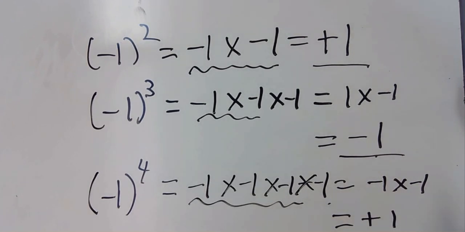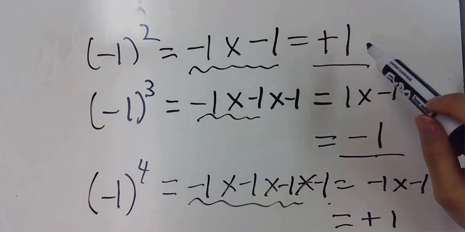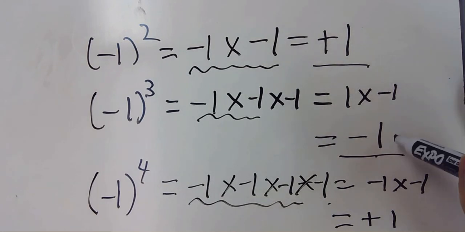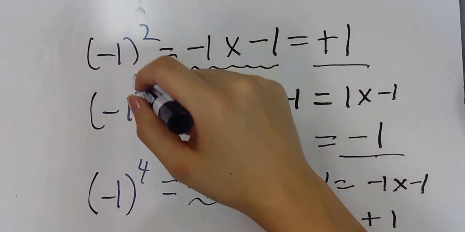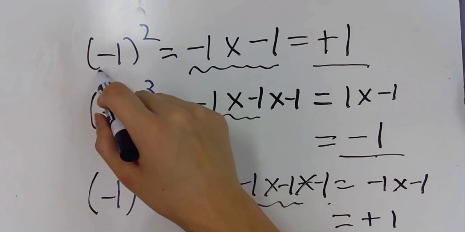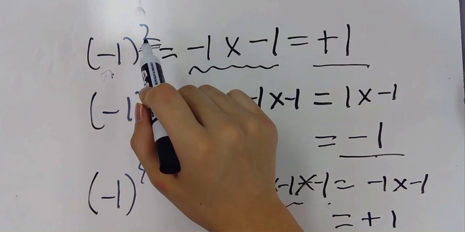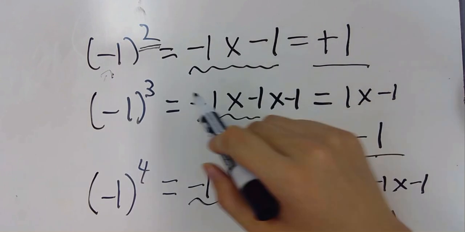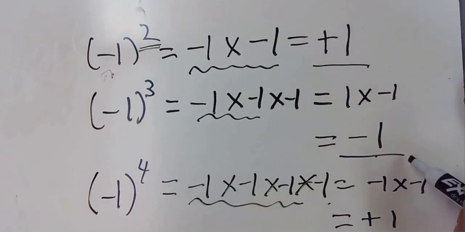So from here we can start to see that the answers to the powers of negative 1 alternate between 1 and negative 1, and so on and so on. So when we have a negative number inside of the bracket and have an exponent, if the exponent is an even number, then our answer is going to be positive. If the exponent is an odd number, then our answer is going to be a negative number.